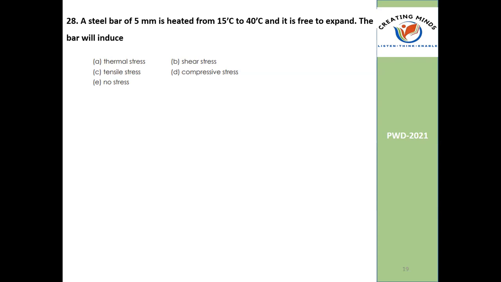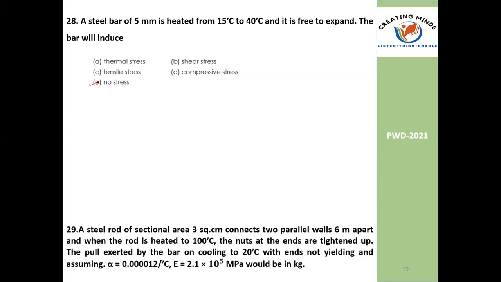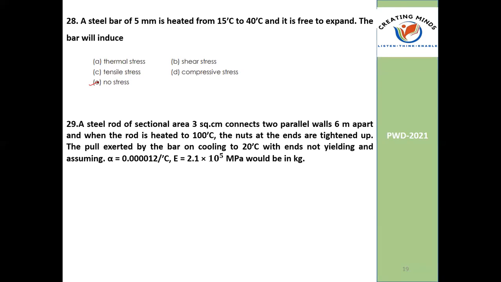In the previous case we had constraints, so on constraints we get the equation alpha T E. But it is a free end, and in a free end we do not have any kind of stresses. Therefore, the answer is option E. This is a very important one.